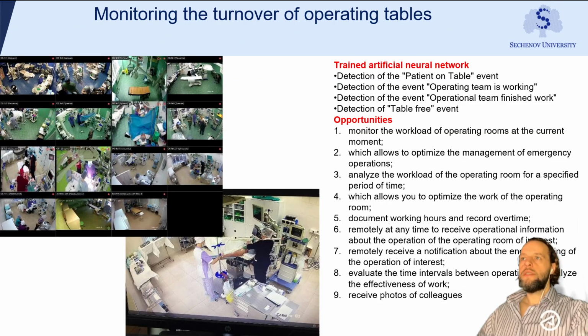Another project is related to patient turnover and operating table turnover. It allows us to analyze video streams from operating rooms and detect which are ready for use and which are occupied, and implementation of such a system improves patient and operating room management.